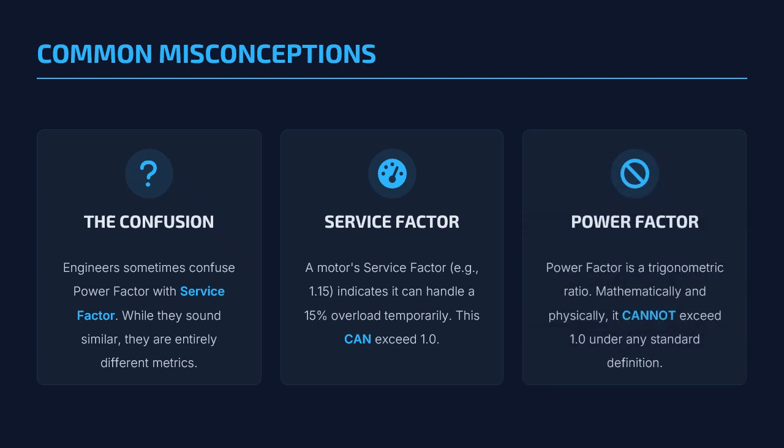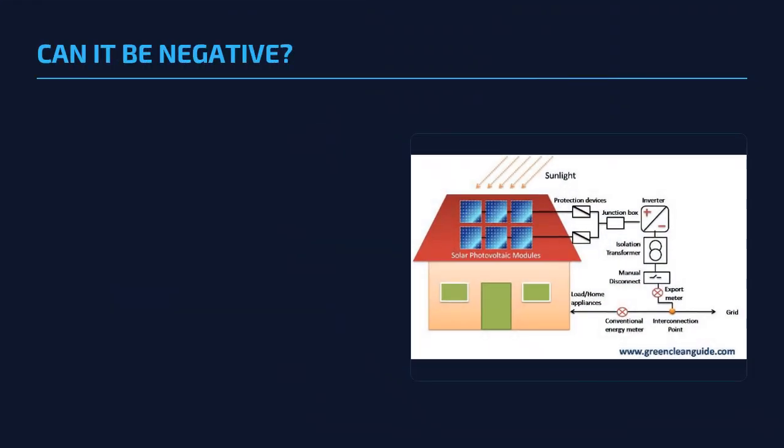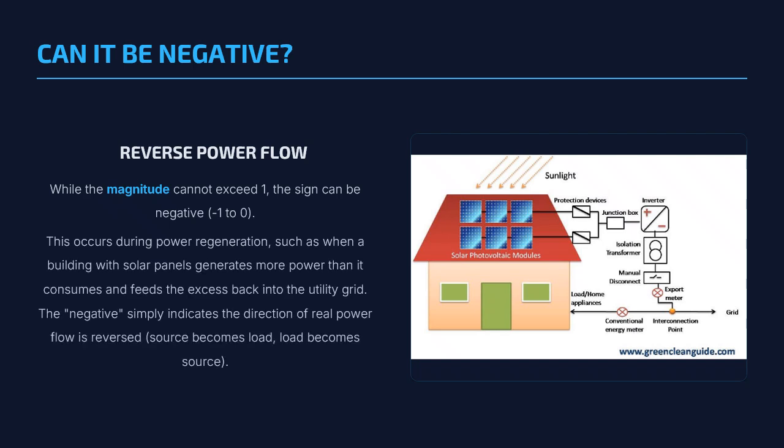Can it be negative? Now, you might see a negative sign on a meter. This doesn't mean the value has exceeded 1, it simply indicates reverse power flow. This happens in scenarios like solar generation, where a building generates more power than it uses, pushing energy back into the grid.